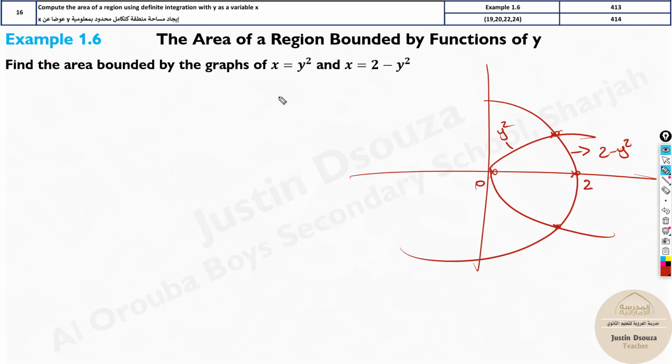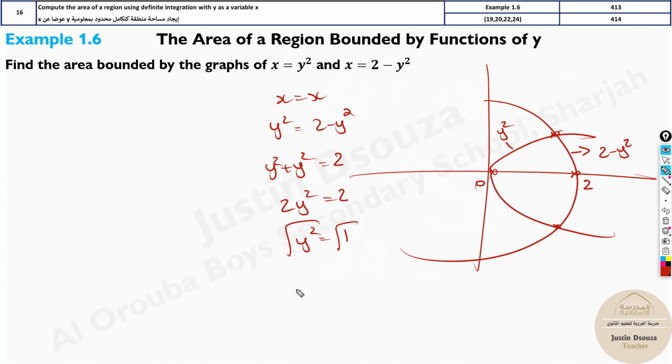Graphing is done. So now make x equal to x, that is y squared is equal to 2 minus y squared. Bring it inside, it will be y squared plus y squared is equal to 2, or 2y squared is equal to 2. Divide both sides by 2, you're going to get y squared as 1. It's so simple that y squared equals 1 means take the square root on both sides. Y is equal to plus or minus 1. This is the answer. So the limits are a will be minus 1, b will be plus 1.